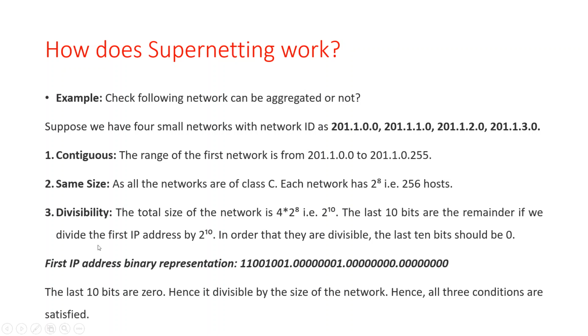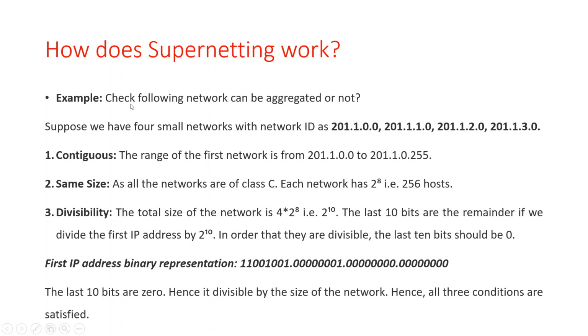So the last 10 bits are 0. Here the last 10 bits are 0, 8 bits and then again these 2 bits also 0. Hence it is divisible by the size of the network. Hence all the three conditions are satisfied.